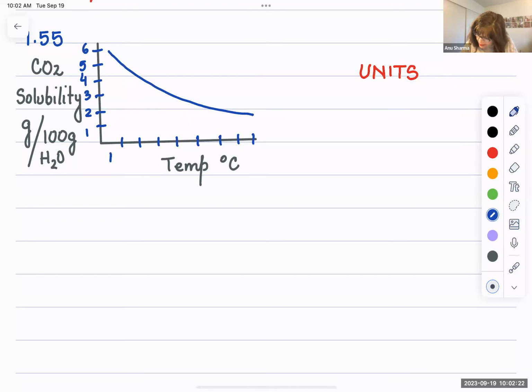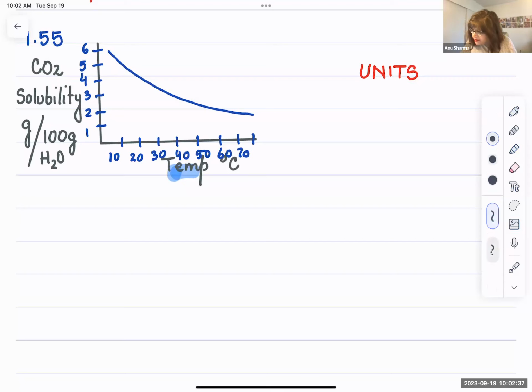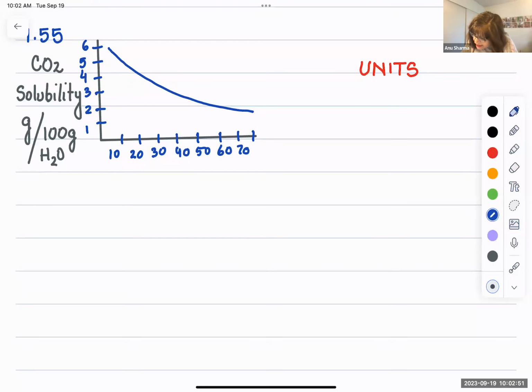And then here, this is 10, 20, 30, 40, 50, 60, 70, and so forth. Okay, so on this side, you see that the temperature is increasing at the bottom, but the solubility is decreasing. So this is one interpretation of the graph: as the temperature in degrees Celsius is increasing, here you see that the solubility is increasing, but as the temperature is increasing here, we see that the solubility is going down, right?